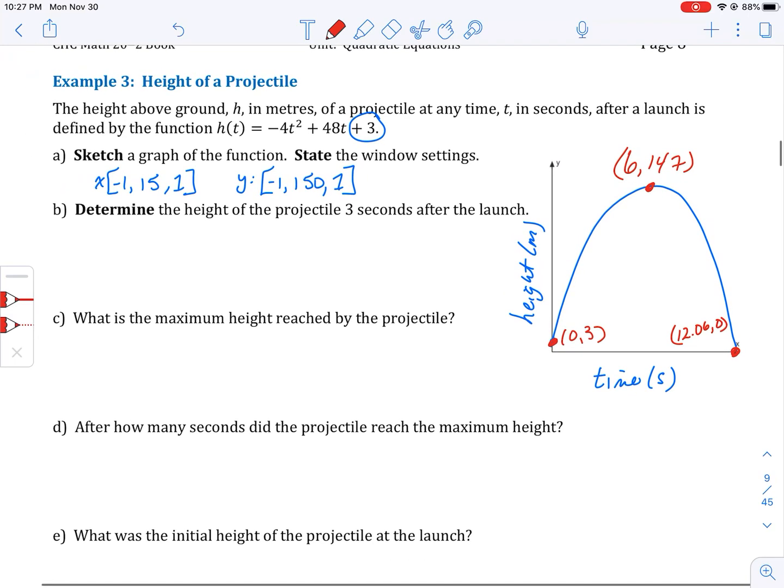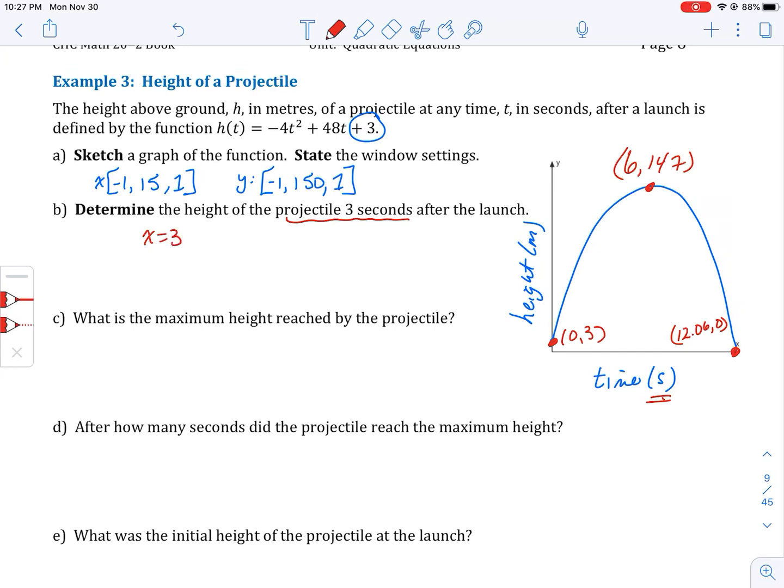Now, usually this is enough to answer all of the next questions. The first question says determine the height of the projectile 3 seconds after the launch. Well, in this case, I actually can't answer with these 3 points, but if I know the projectile is 3 seconds, what is 3 seconds? Well, 3 seconds is time. So I know that x is 3.